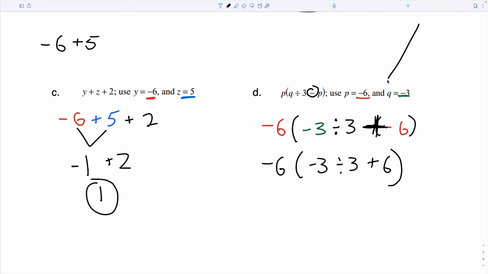Head to your great pyramid of GEMDAS. Baron, what would I do first? So your thing would be 3 divided by 3, that'd be 1, plus 6 is 7. Is it negative 1 or positive 1? Oh, negative. Why is it negative? Same, good, different?